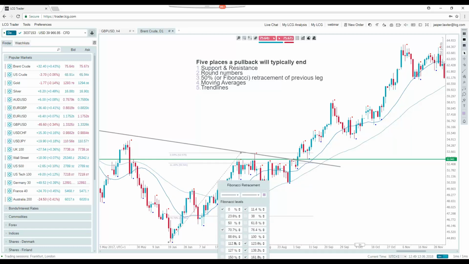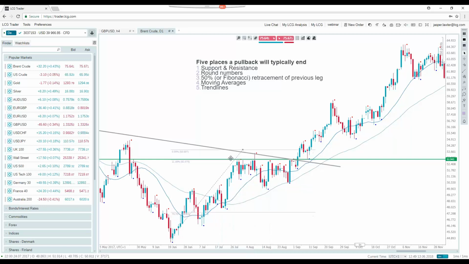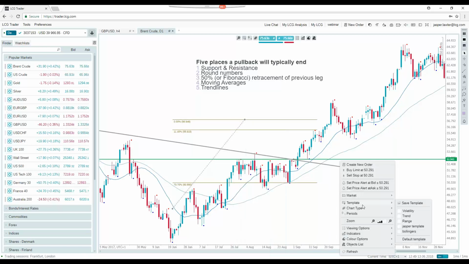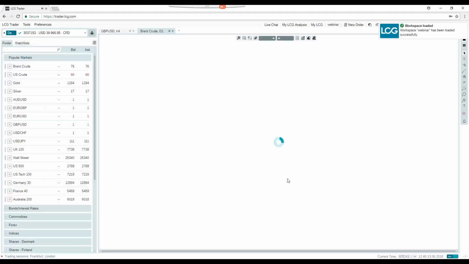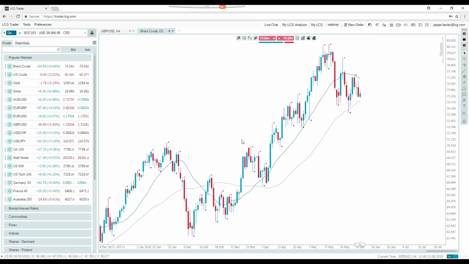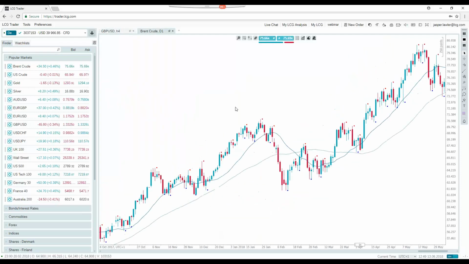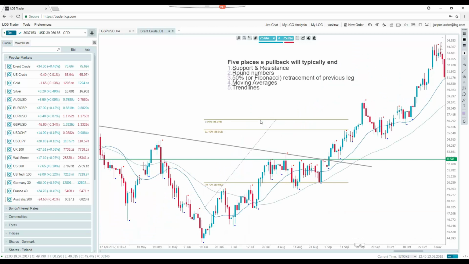I thought I'd already saved this. Apparently not. Okay. Snap prices, apply as default. Okay. I'll just refresh that for good measure. Oh, there we go. It was fighting me for a minute there.